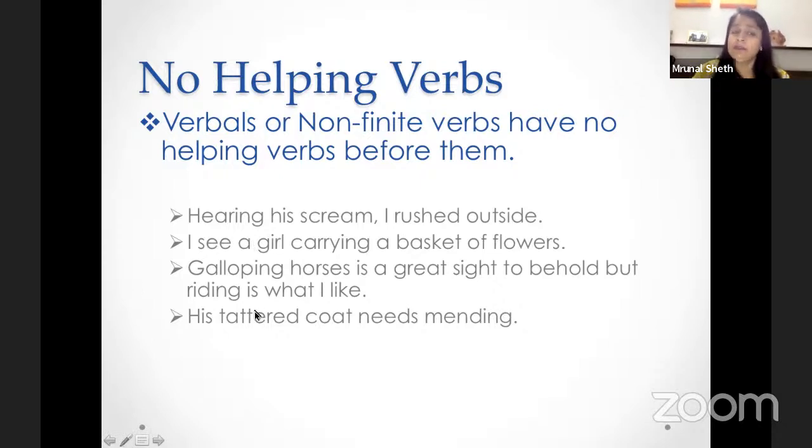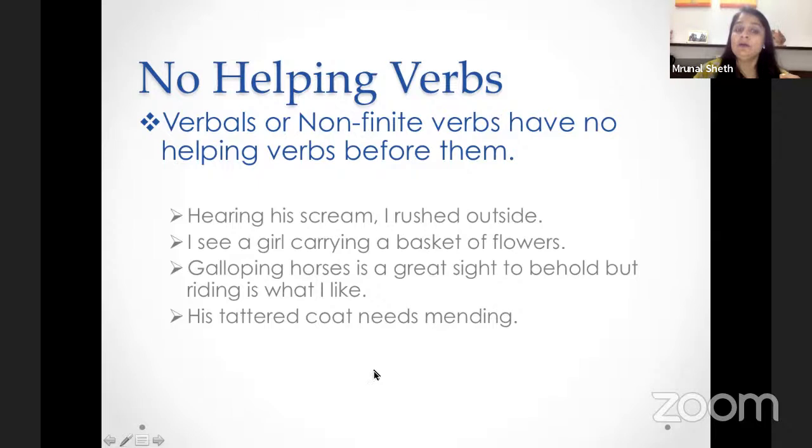These are the examples. So hearing his scream. Here, this is a verbal. I see a girl carrying a basket of flowers. Again, here, carrying does not have any helping verb, so it's a verbal. Galloping horses is a great sight to behold, but riding is what I like. So galloping, there is no helping verb before that. It's a verbal. Riding, again, there is no helping verb, so it's a verbal.